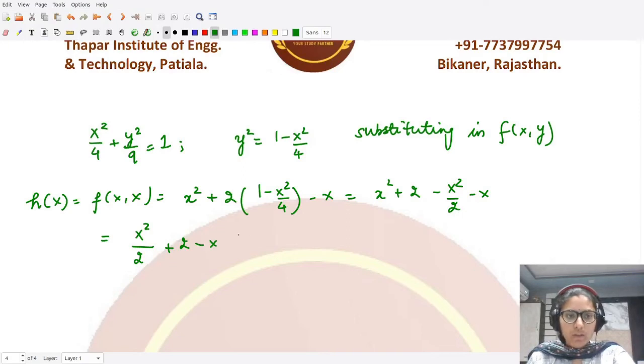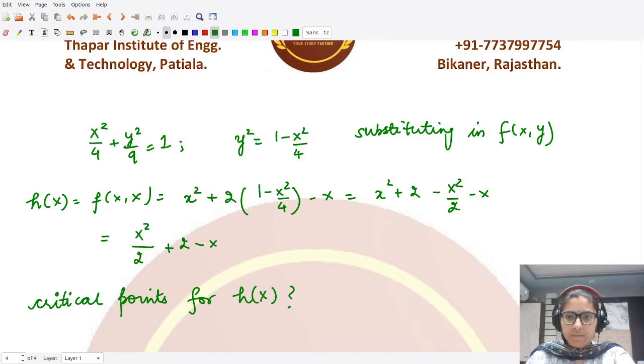Now we wanted to compute the critical points for this function h of x. I'm sorry, we also had this value 9 here, so here also we should write 9. So what do we have here? It is 18, and it is equal to 9 x square by 2. When you solve this, you have minus 7 x square by 2 plus 18, minus x. So this is your function h of x.